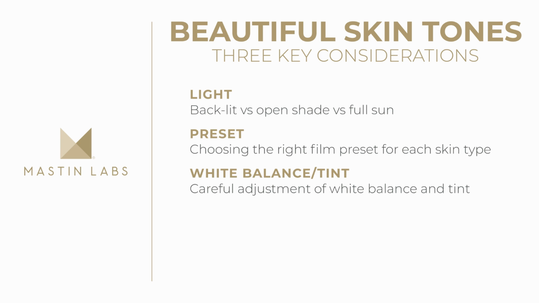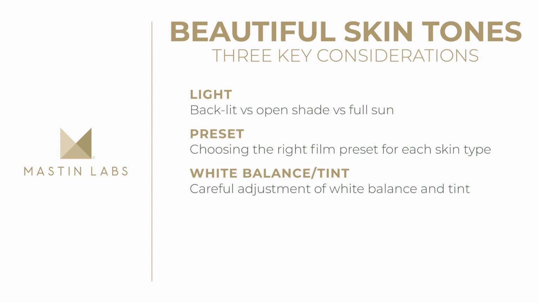The three things you need to consider are light, which preset you use, and how you adjust your white balance and tint. So the first thing to consider is light. If you shoot someone and they're backlit versus being in open shade, meaning they're not backlit or frontlit, just like under an eave or something where the light is even, or if they're in full sun, that is going to radically affect their skin tone.